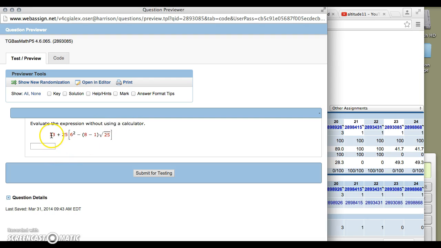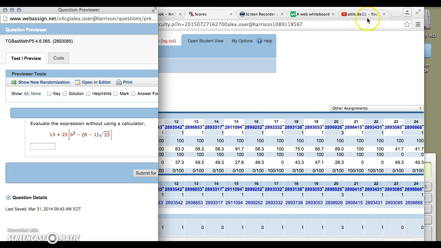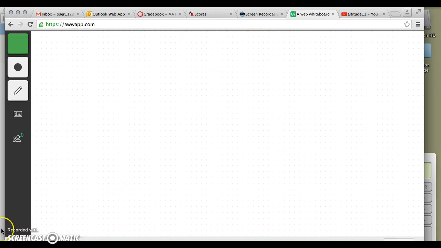So we end up here having this whole expression that we're going to have to use our order of operations on, and we want to evaluate this, meaning we should end up with just a single number at the end. So we have 13 plus 25 times 6 squared minus 8 minus 1 times the square root of 25. All right, so let's go ahead and write this down to start out.